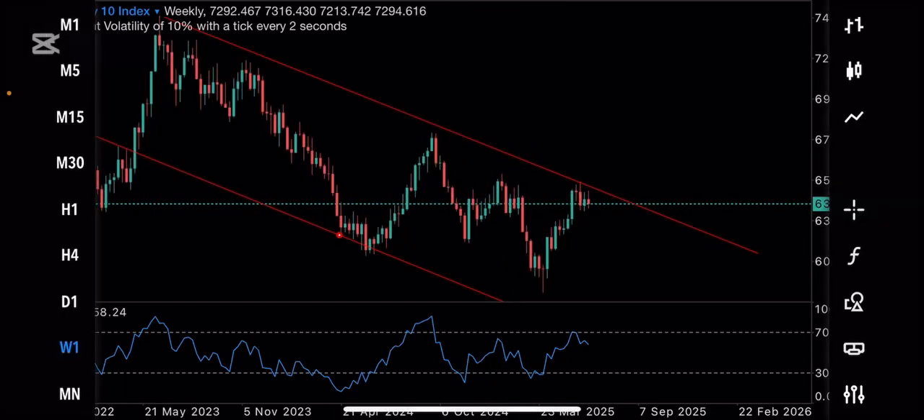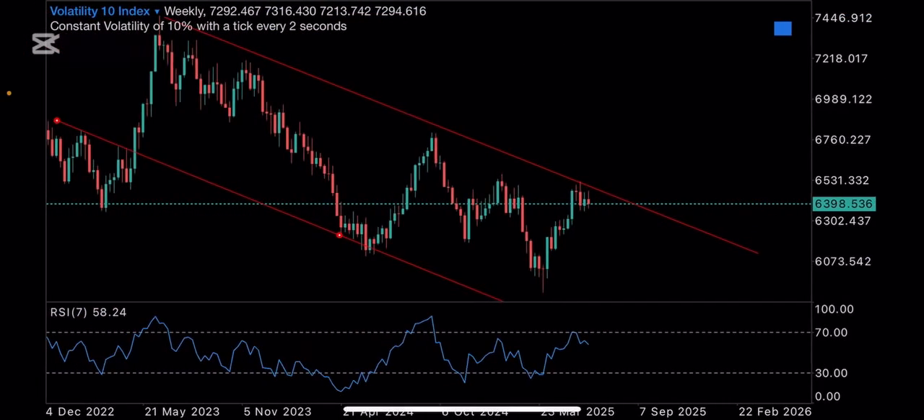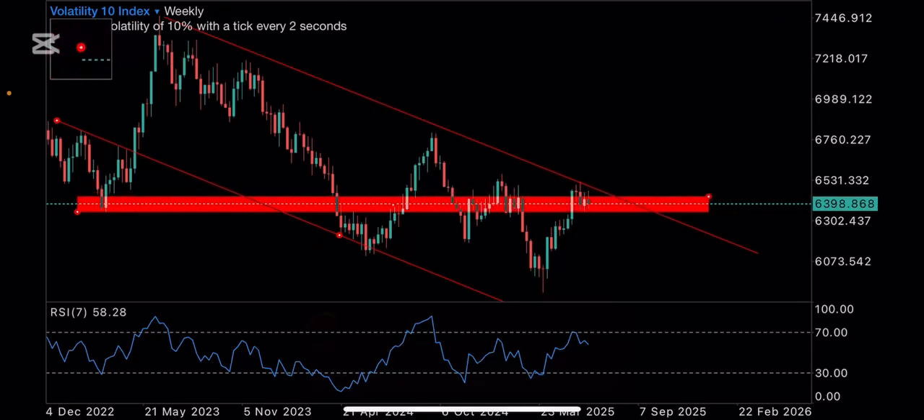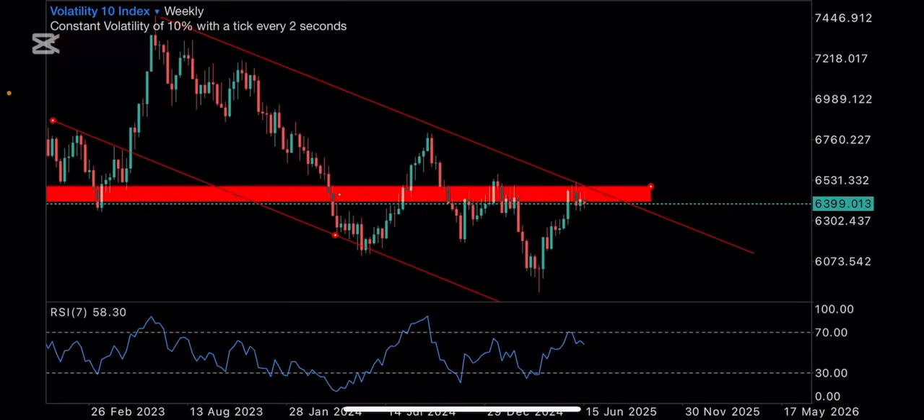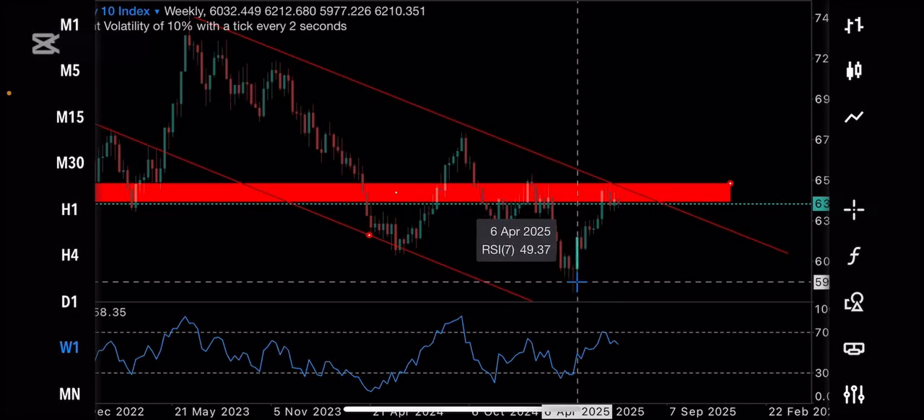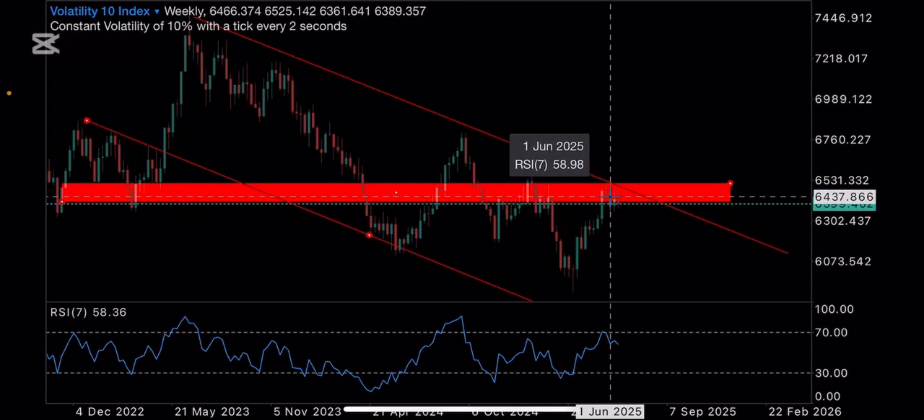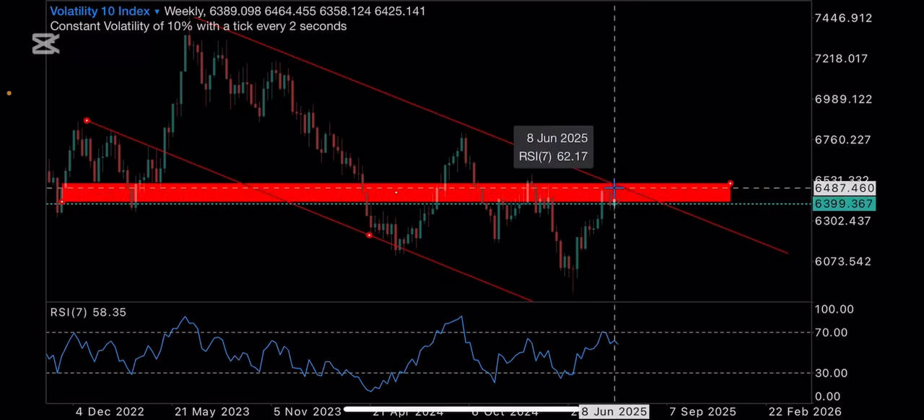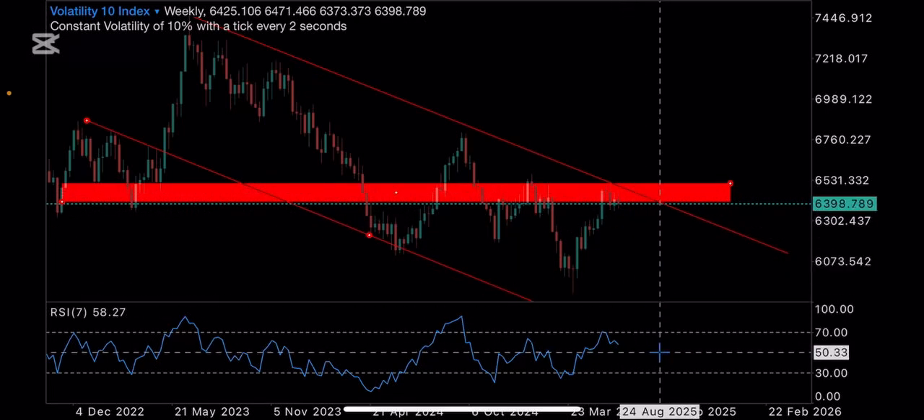So I'm going to take out my rectangle tool and just draw a box to try to capture this support area. From the moment price was able to get from this point to this point, I already know that at this point we are supposed to be expecting this market to sell down all the way to the bottom of the channel.